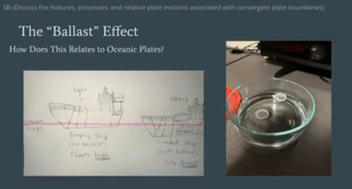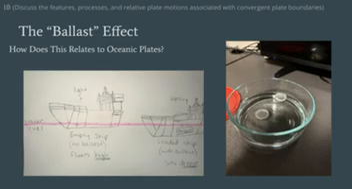The ballast effect can be defined as using a dense material to provide stability to something. For example, think about a cargo ship. When it's empty, it floats high in the water. When you add a heavy ballast or a weight to the bottom, the ship sinks deeper in the water.